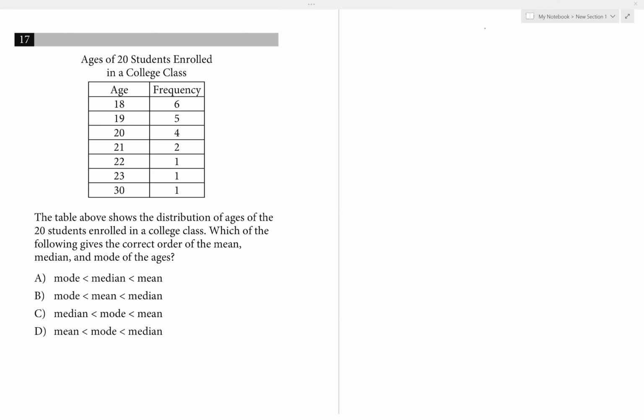Okay, so from the table, this is a frequency table, so we have all the ages here, and then they give us a frequency for each age. For example, for 18 years old, the frequency is 6, so that means we have 6 people that are 18 years old, right? For 19, I have 5. For 20, I have 4, and so on and so forth.